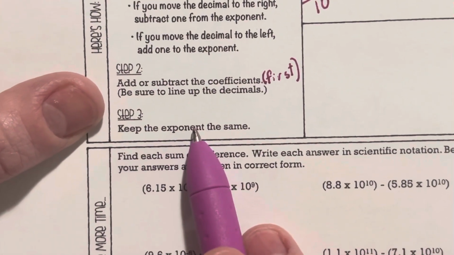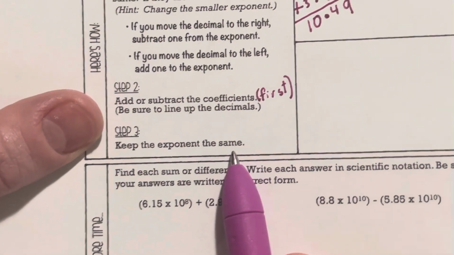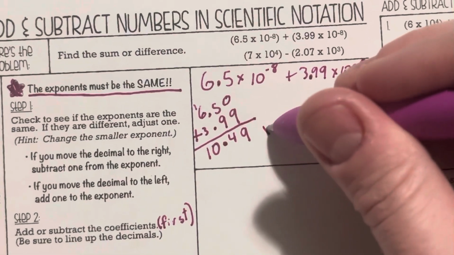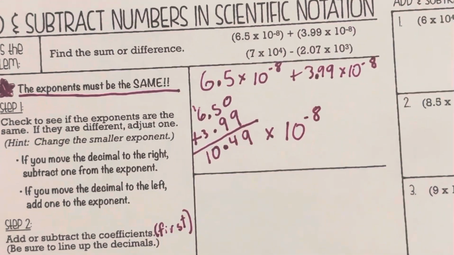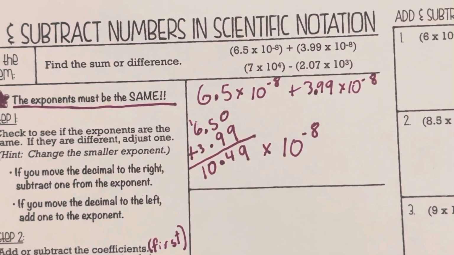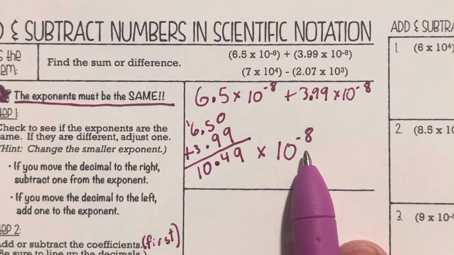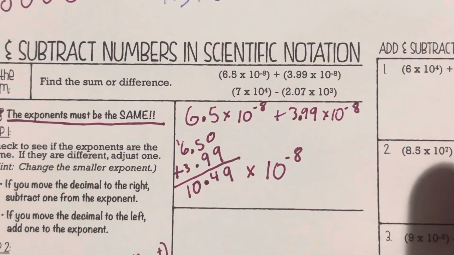Keep the exponents the same. Wait, I don't add them or subtract them or multiply them or anything? I just bring down the exact same exponent as negative 8? That sounds weird. Well, that's because we're bringing down place values. Okay, let's go back to our bell work and look at that one.